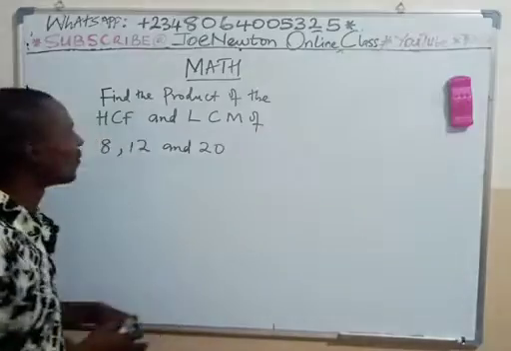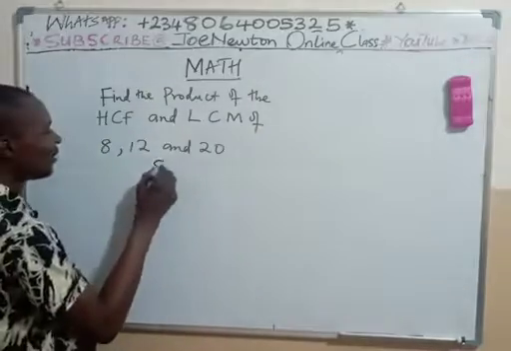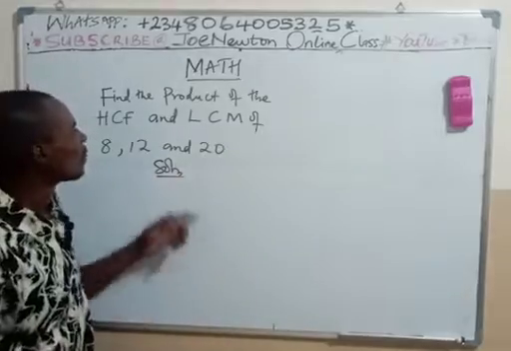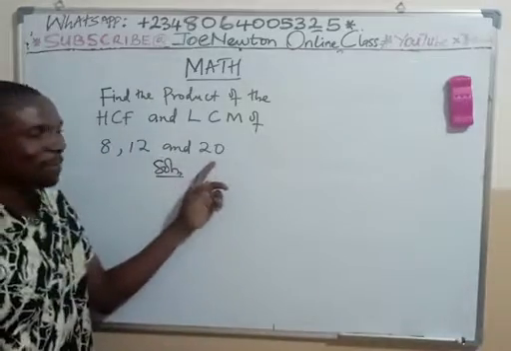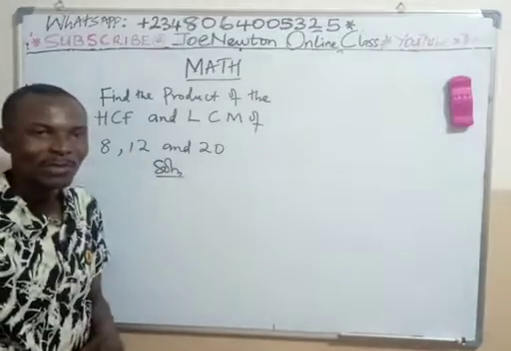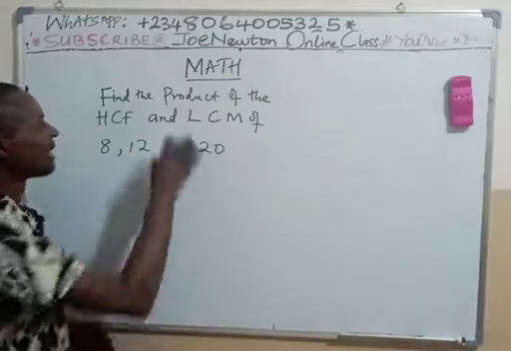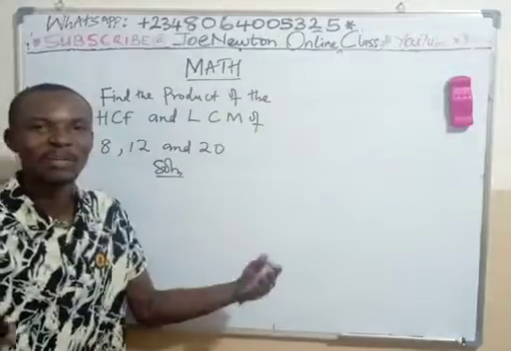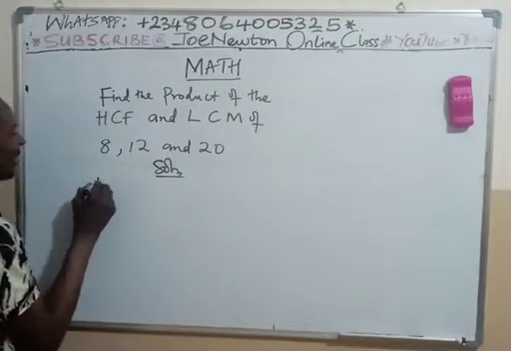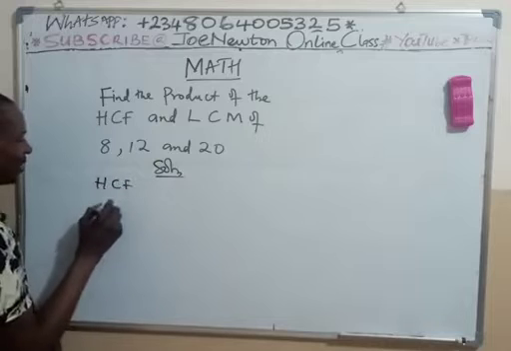Now, looking at this work on the board, in solving this, the first thing we are going to do is find the HCF of these numbers, then we find the LCM of these numbers respectively. After that, we find their product. Product means multiplication. Good.